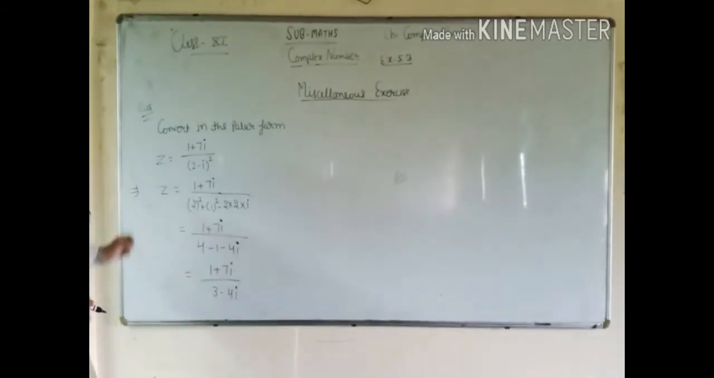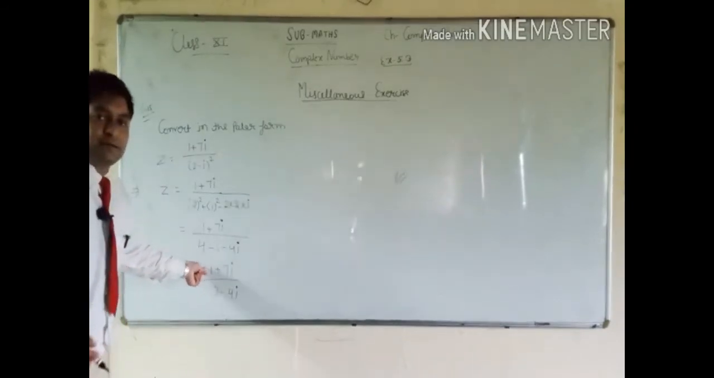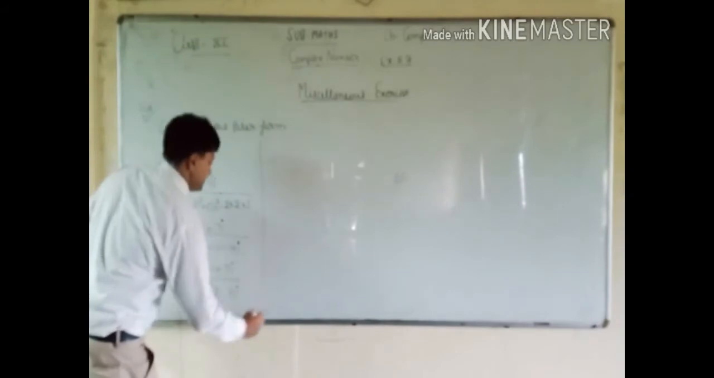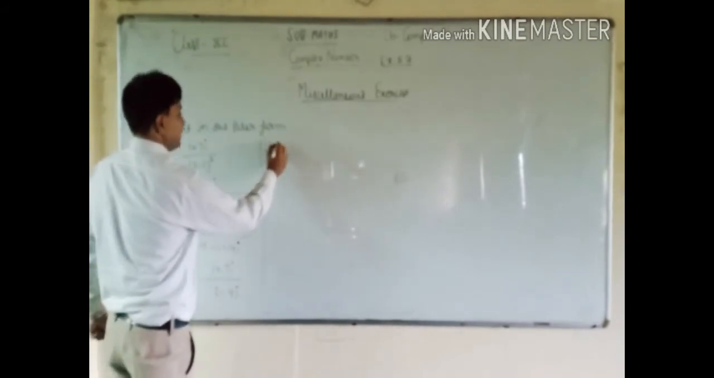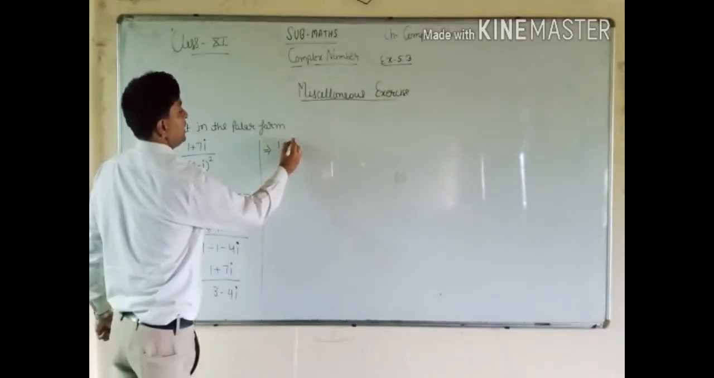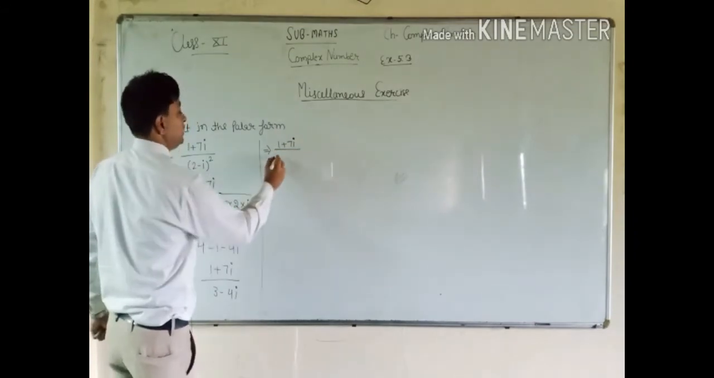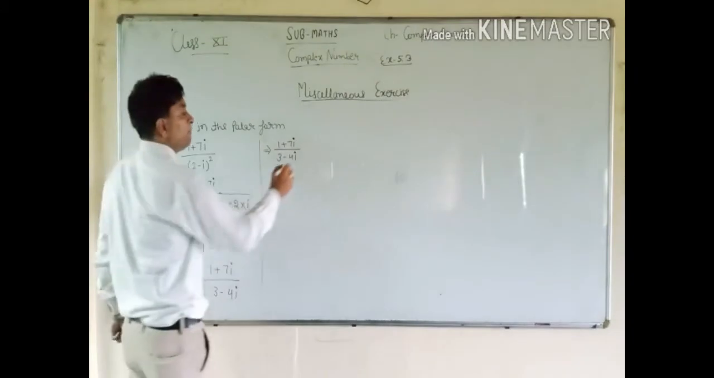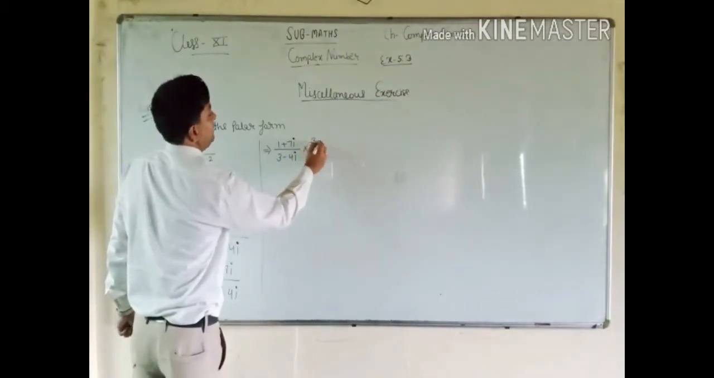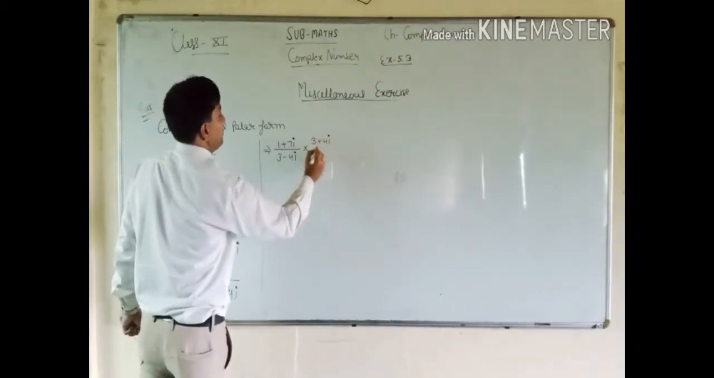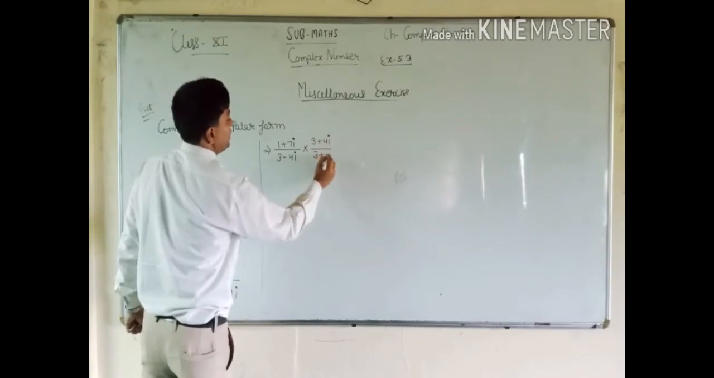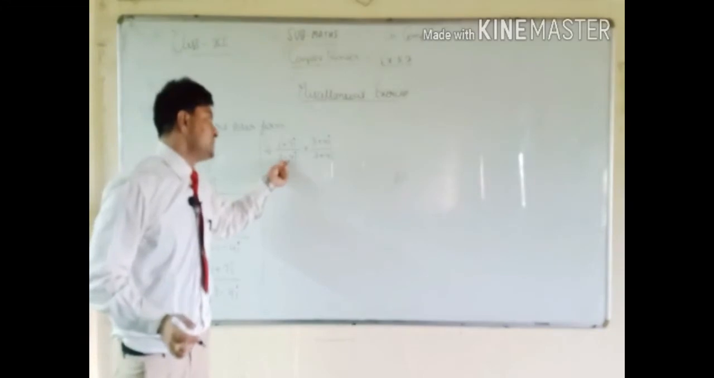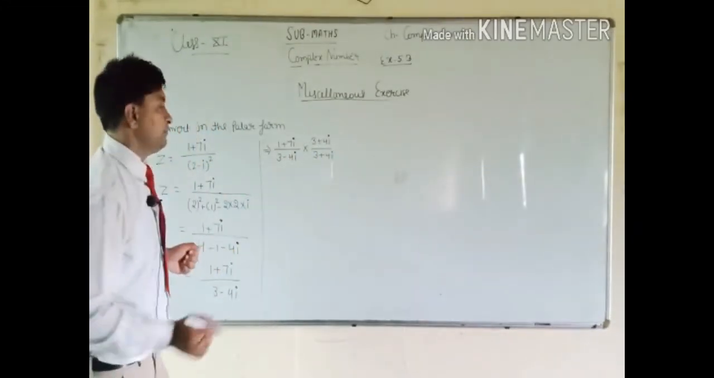Okay students, now this is numerator and this is denominator. Now rationalize. (1 + 7i)/(3 − 4i) is multiplied by (3 + 4i)/(3 + 4i). We can change the sign: this is minus and minus changes in the plus form.